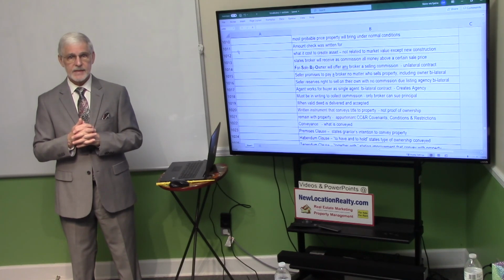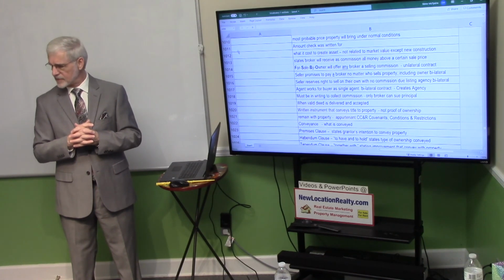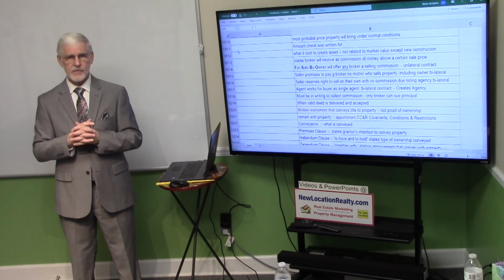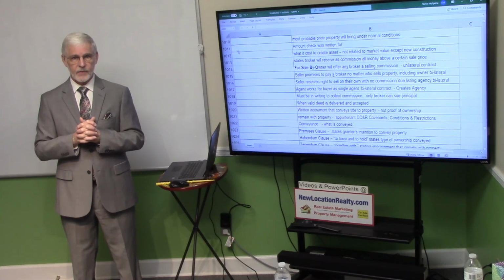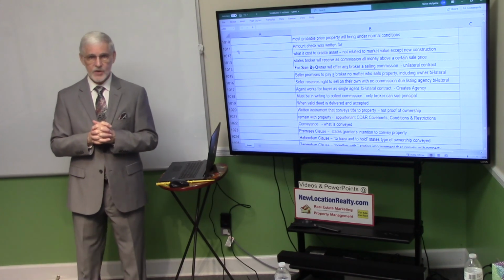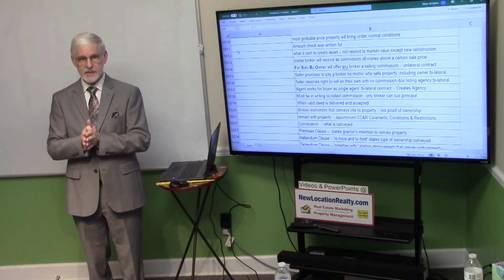When a valid deed is delivered and accepted. What we're looking for is transfer of title. So we ought to have deeds coming up pretty quick. One instrument that conveys title to property, not proof of ownership. Deed. The deed shows the transfer at that one moment in time.